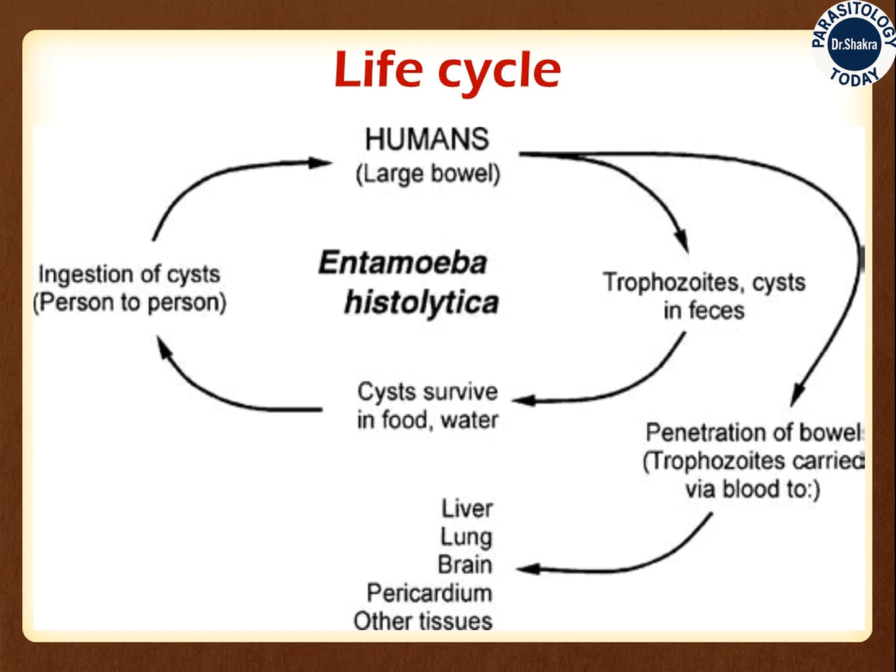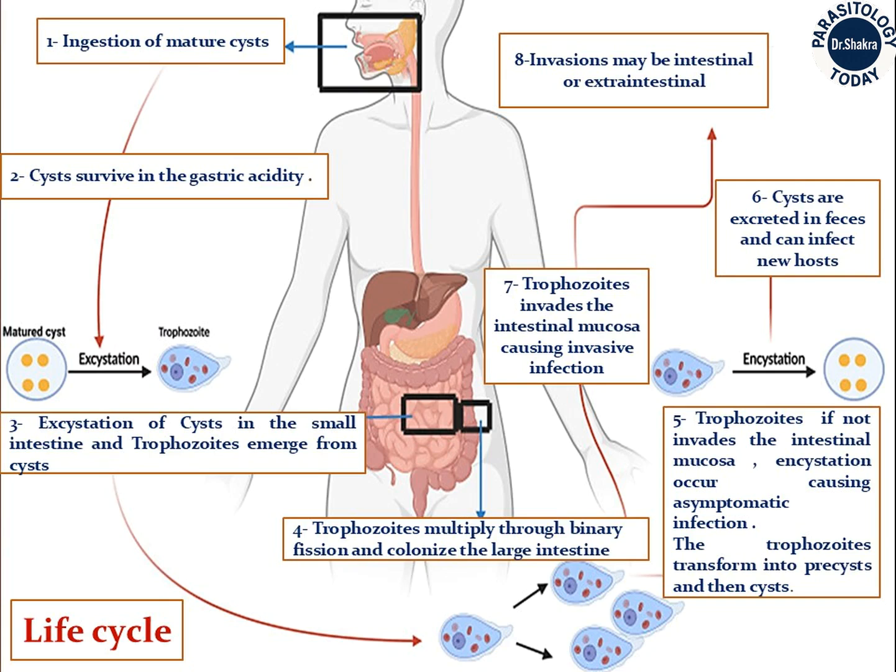The outline of the Entamoeba histolytica complete life cycle is: 1. Infection begins with the ingestion of mature cysts via contaminated food or water. 2. The cyst wall protects the parasite from the acidic environment of the stomach, allowing it to reach the small intestine. 3. Excystation occurs in the small intestine due to the alkaline environment. The cyst wall breaks and each mature cyst releases 4 trophozoites.